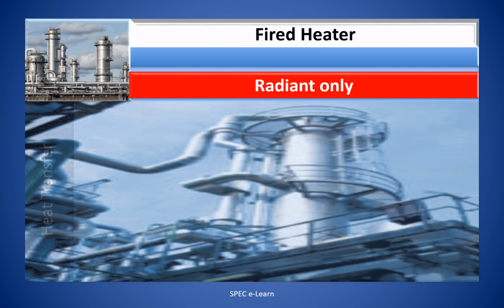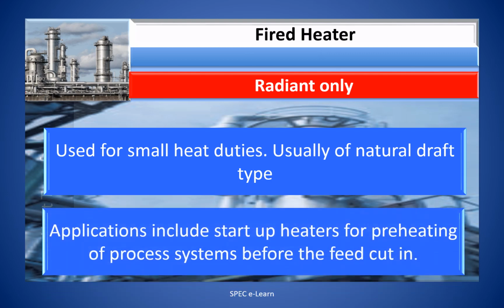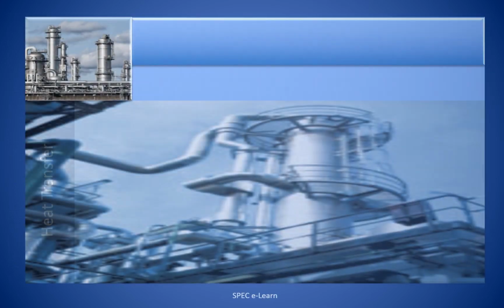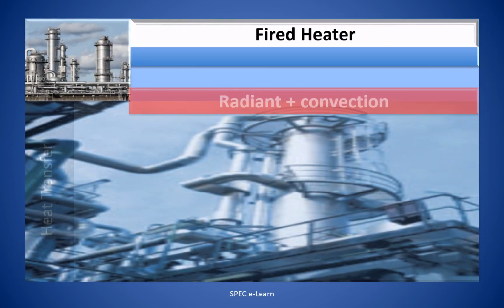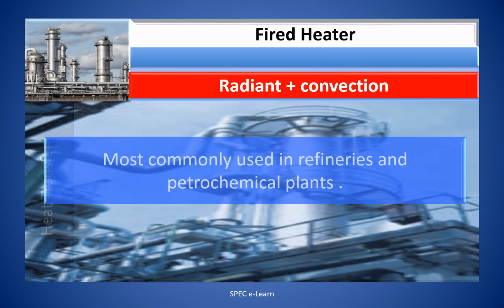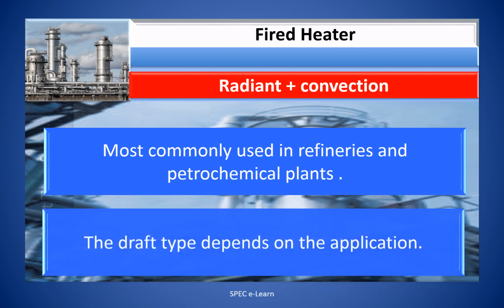Radiant only type design is used for small heat duties, usually of natural draft type. Applications include startup heaters for preheating of process systems before the feed cutting. Radiant plus convection design is most commonly used in refineries and petrochemical plants. The draft type depends on the application.